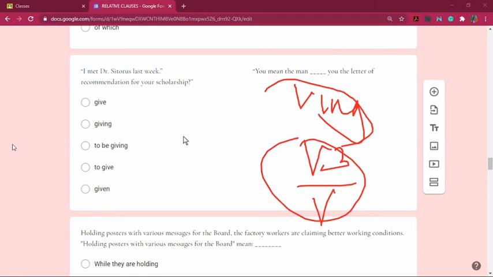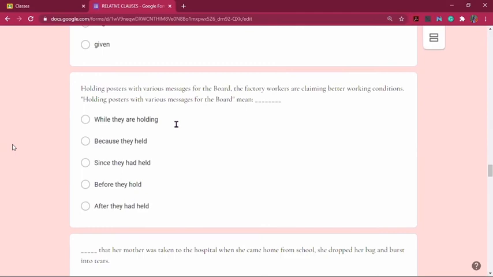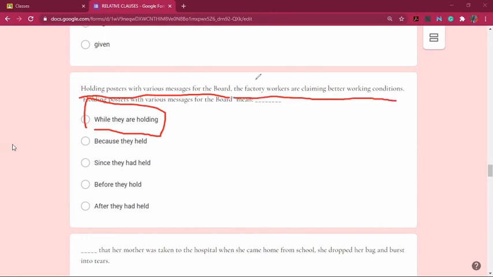So we have here, holding posters with various messages. Holding posters means while they are holding. I want to say something about this. This kind of sentence structure has two parts here. Ini ada main clause-nya. Main clause-nya adalah the factory workers are claiming better working conditions.